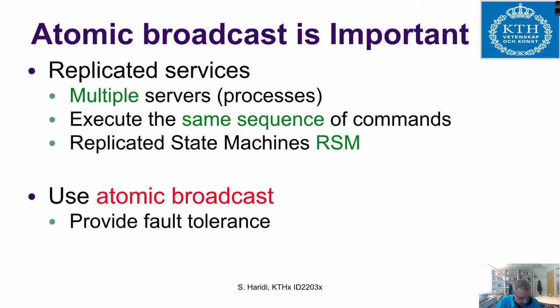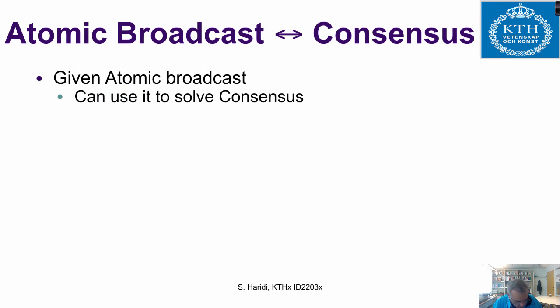So let us look at another interesting problem that we are going to discuss in this course, which is the equivalence between different problems or different service abstractions. For example, atomic broadcast is equivalent to consensus. By equivalence, we mean that given an atomic broadcast implementation, we can use it to implement consensus. And given a consensus implementation, we can use it to implement atomic broadcast.